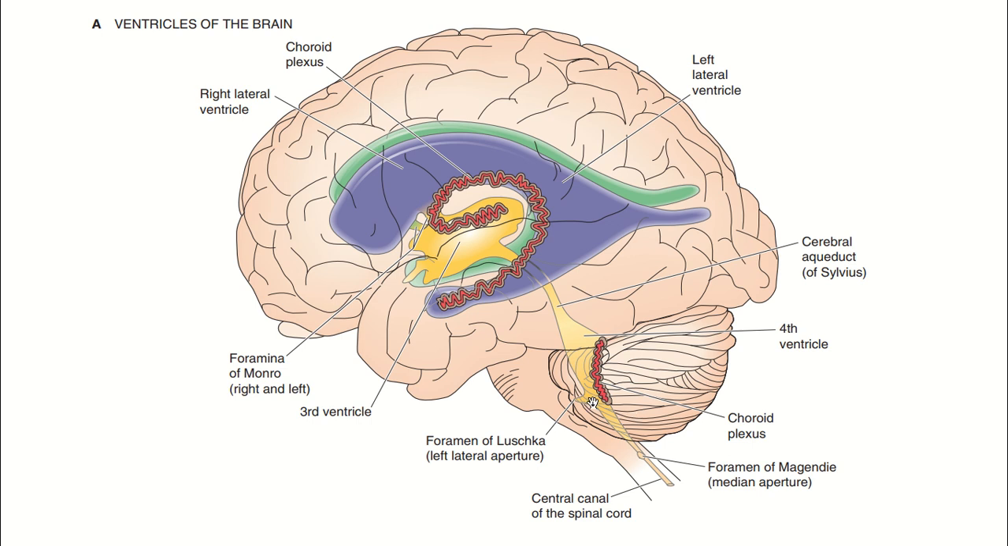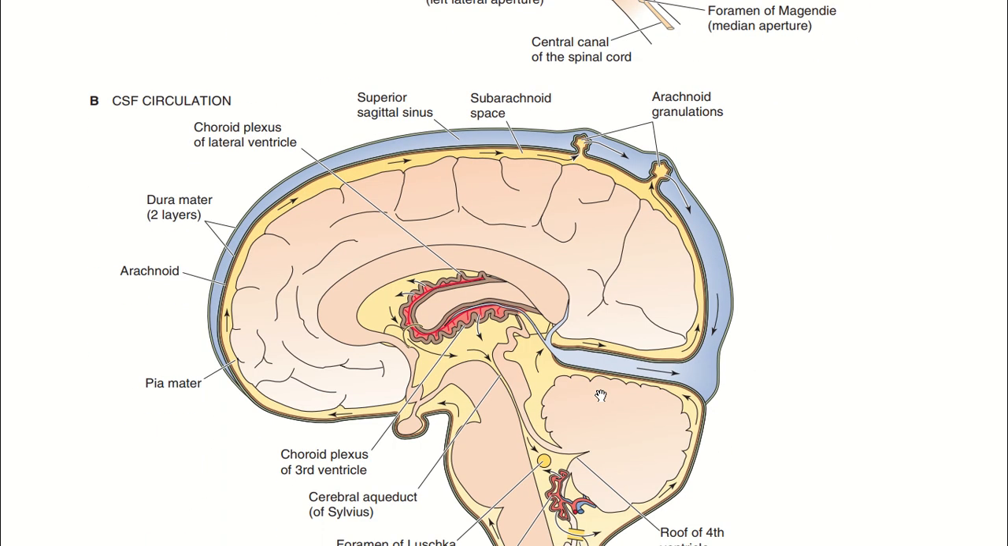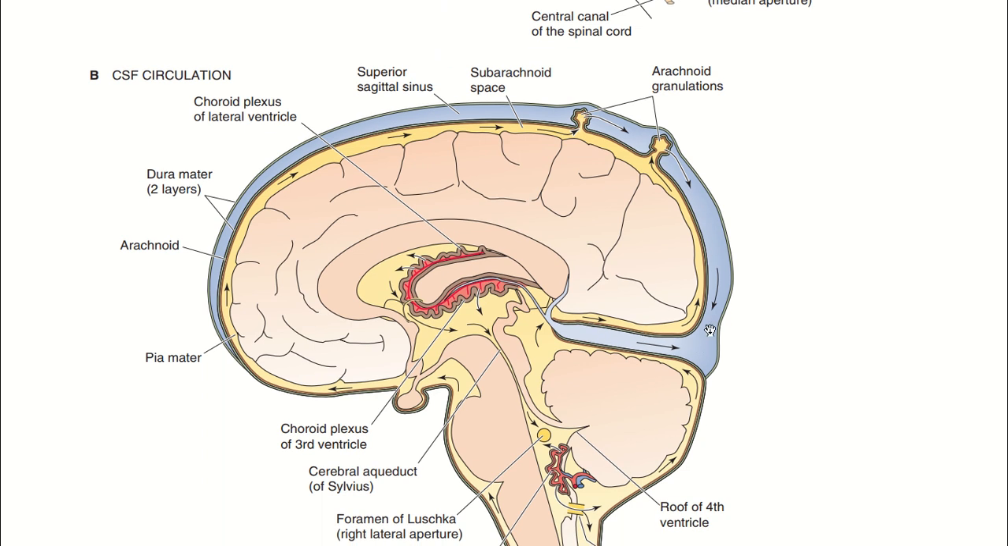So where is the CSF going after it leaves via these three foramina, right? It's going to enter what you call the subarachnoid space, right? So the CSF is found within the subarachnoid space. So take note of this. In the brain, we said we have 150 mils of CSF. 30 mils of that 150 is actually found in the ventricles. And then 120 mils is going to be found within the subarachnoid space. You understand? Right?